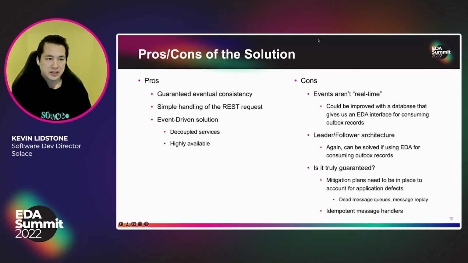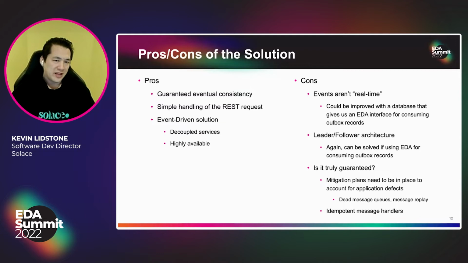So if we look at the pros and cons of this solution, we've given ourselves guaranteed eventual consistency, which maybe we'll talk a little bit more about in the cons. When we write our REST controllers, it's very simple. We don't have to do any complex things where we're trying to double write to Elasticsearch and MySQL. So it's very elegant for our developers to write REST controllers. And we're using all the benefits of an event-driven architecture. So we get decoupled services. Our services can be highly available.